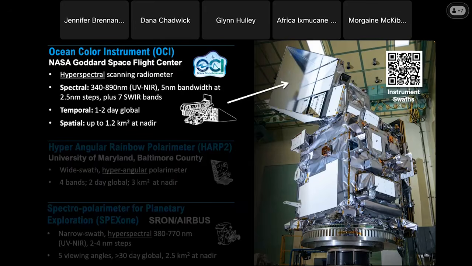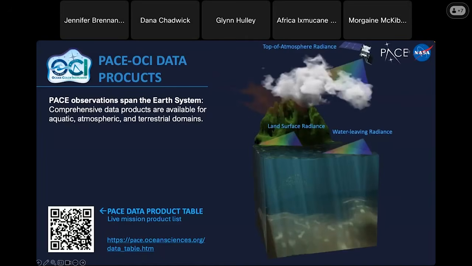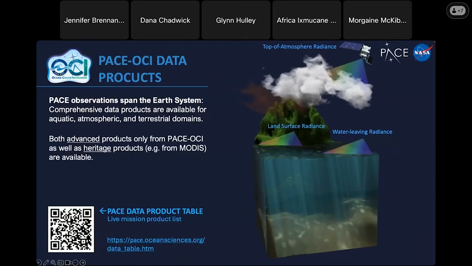As I mentioned, today's talk from here on is really going to be talking about OCI. That's our hyperspectral instrument and the products from OCI. As I've already said, the PACE observations span our entire Earth's system. We get data products on our aquatic, atmospheric, and terrestrial domains. We also provide advanced products that are only from PACE OCI, allowed by the hyperspectral resolution. We also serve several heritage products that you might be familiar with using, depending on your background, from MODIS and VIIRS and other Earth observation satellites.